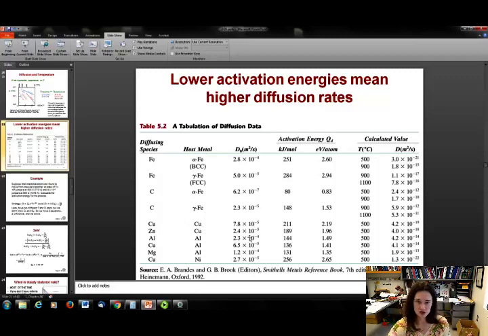That's how you read the chart. You can see that for the values of carbon in iron, the values that you read off over here are 10 to the minus 10, 10 to the minus 11, 10 to the minus 12, and then you can see that goes all the way down to 10 to the minus 22 for copper in nickel. So you can see there's a huge range of values for these diffusion coefficients.